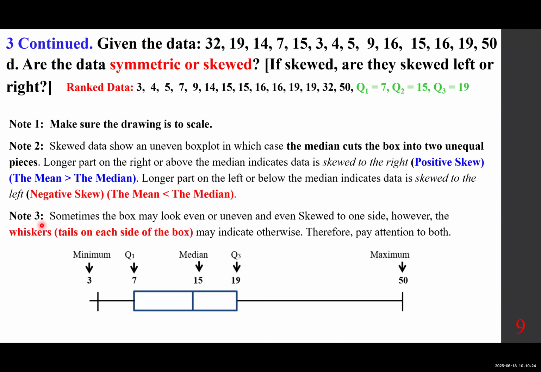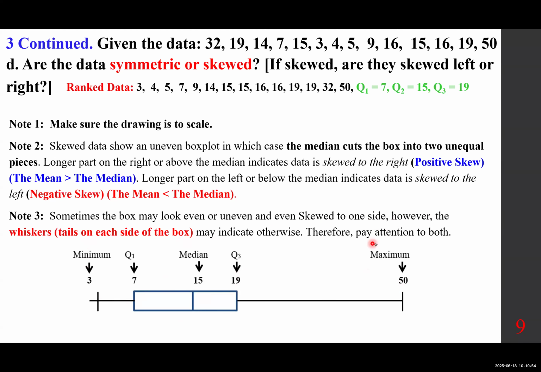Note number three, sometimes the box may look even or uneven and even skewed to one side. However, the whiskers, that means those lines from Q sub 3 to the maximum and from Q sub 1 to the minimum, those are the whiskers, and this is the box. Tails on each side of the box may indicate otherwise. Therefore, pay attention to both.